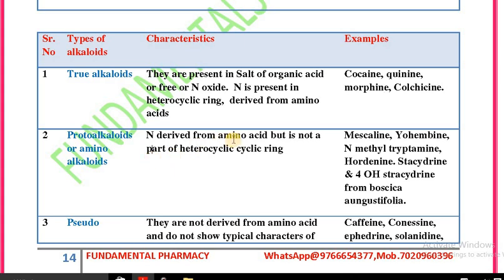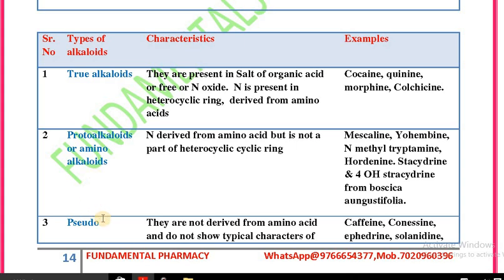Then the next one is proto-alkaloids, also known as amino alkaloids. What is the characteristic of this type? The nitrogen is derived from an amino acid, but it is not a part of a heterocyclic ring. Examples of proto-alkaloids or amino alkaloids are mescaline, yohimbine, N-methyltryptamine, ephedrine, colchicine and others. These are the examples of proto-alkaloids and amino alkaloids.